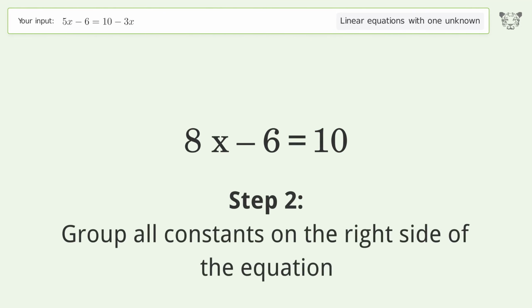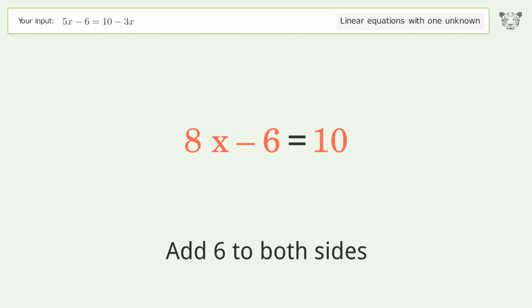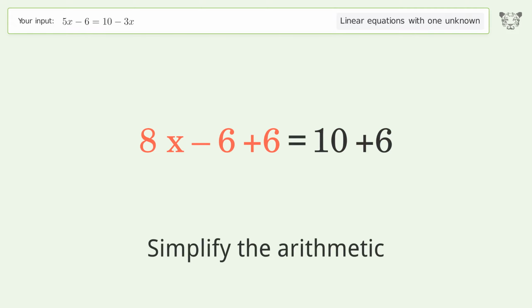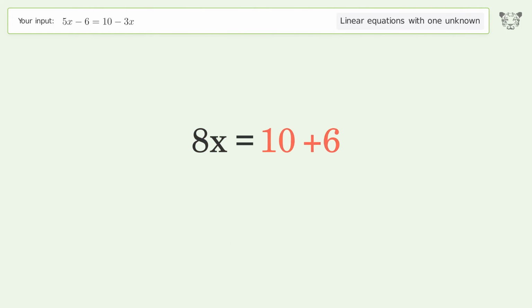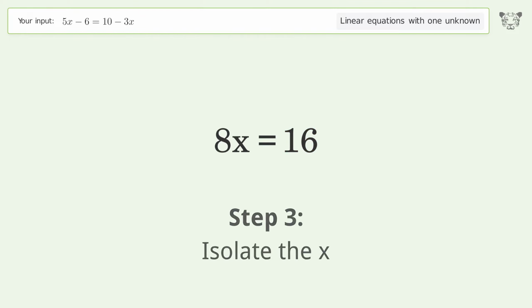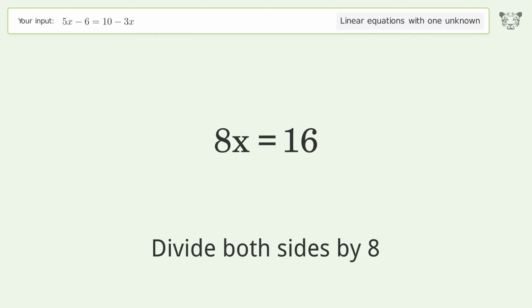Group all constants on the right side of the equation. Add 6 to both sides. Simplify the arithmetic. Isolate the x. Divide both sides by 8.